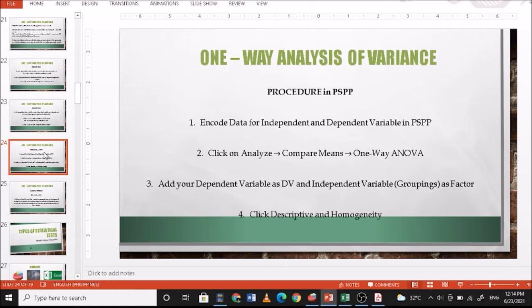So in the procedures in PSPP, you encode your data for independent and dependent variables. You click on Analyze, Compare Means, One-Way ANOVA. Add your dependent variable as the dependent variable and your independent variable, the groupings, as the factor, and then click descriptive and homogeneity, so we can also test for Levene's equality of variances.